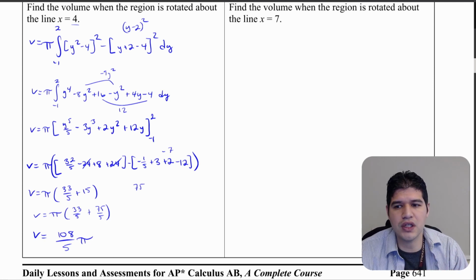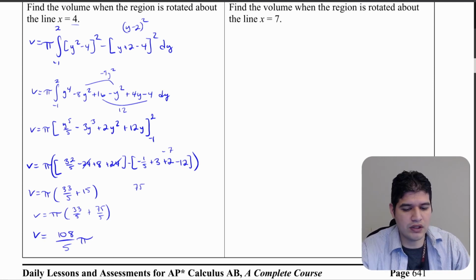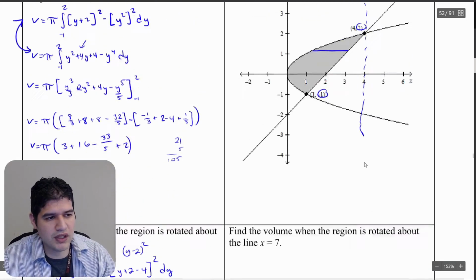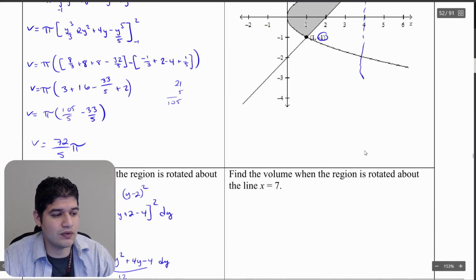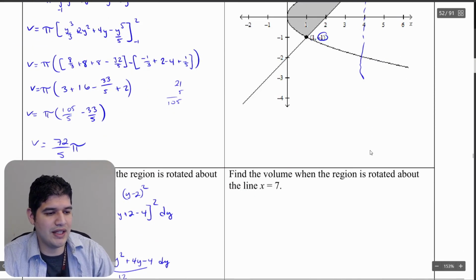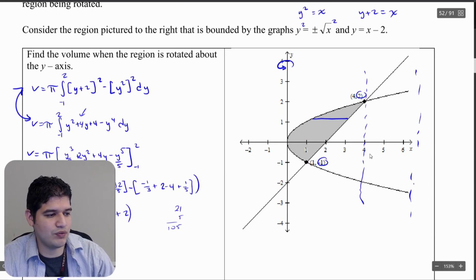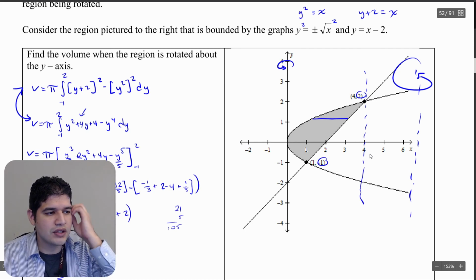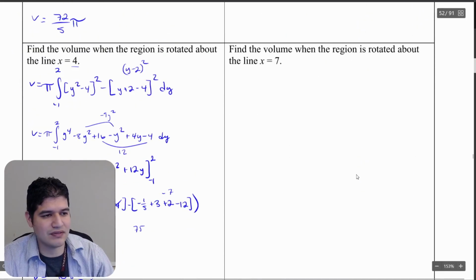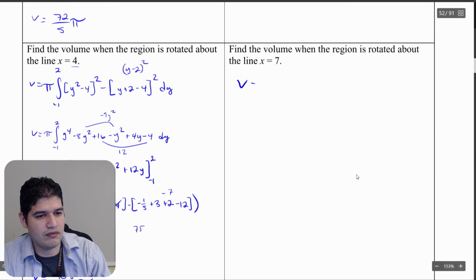So hopefully you worked all of that out. And now we're going to move over to our final problem in the video, the final problem in the lesson, which is when the region is rotated around the line x equals 7. So of course x equals 7 would be over there. We're going to be rotating around that spot. So what are we going to do? Well, the process hasn't really changed. So we're going to have volume equals pi. Our y values are still going to be -1 to 2.